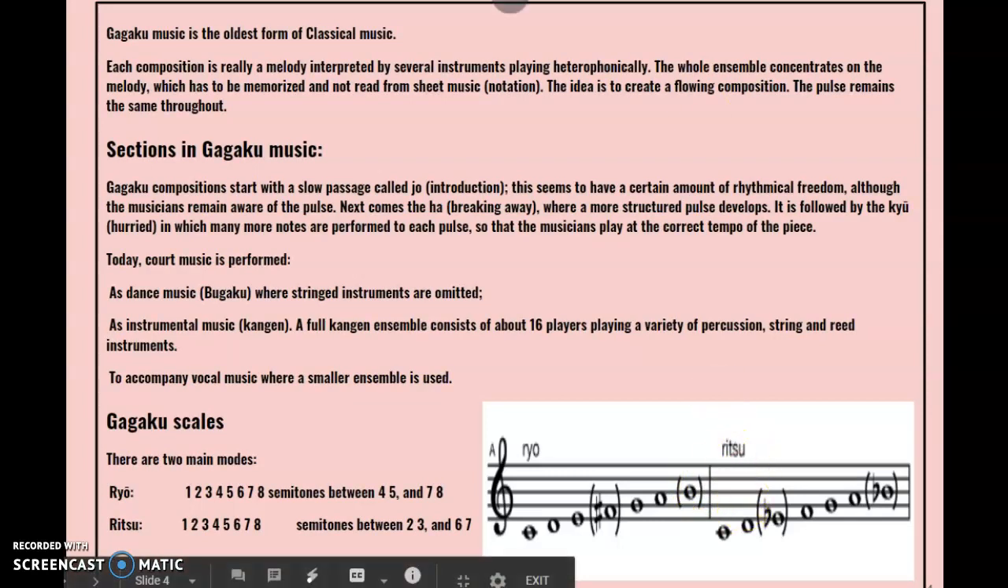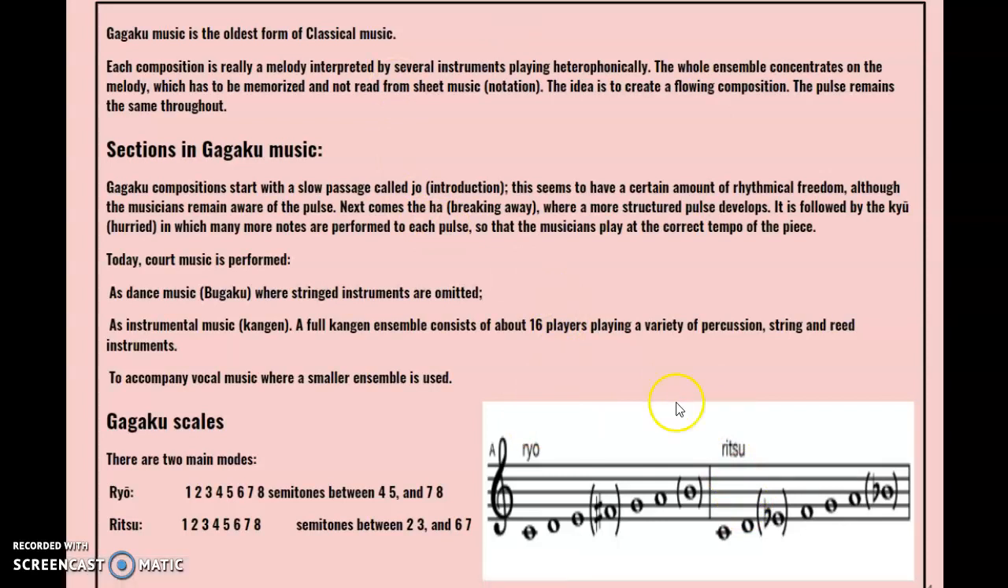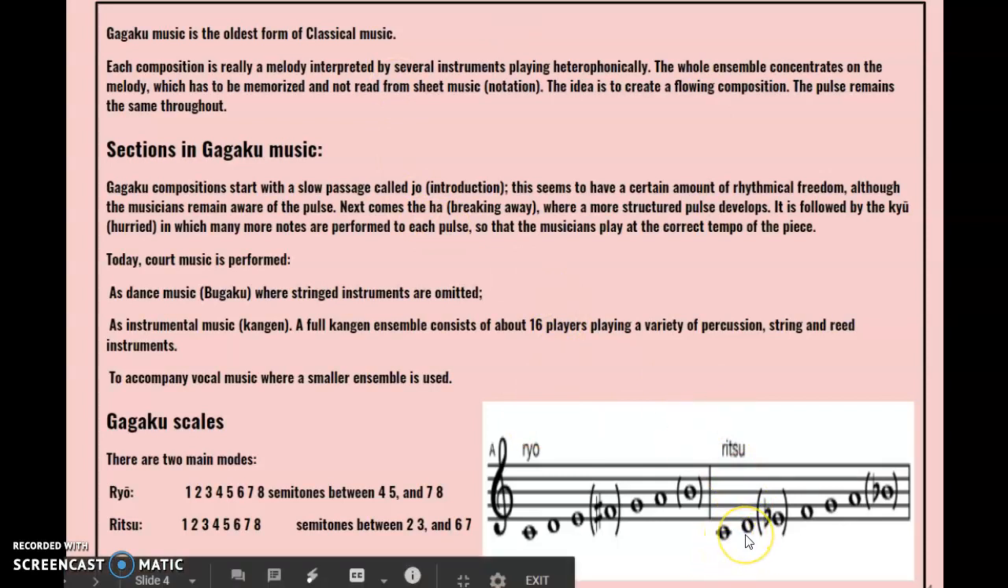The ritsu is the same, but I have my semitones between 2 and 3 and 6 and 7. So I have C to D is my tone, D to E flat is my semitone, E flat to F is a tone, F to G is a tone, G to A is a tone, A to B flat is my other semitone, and then B flat to C will be my tone.